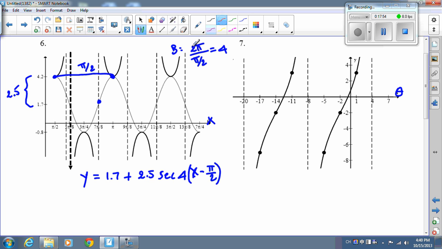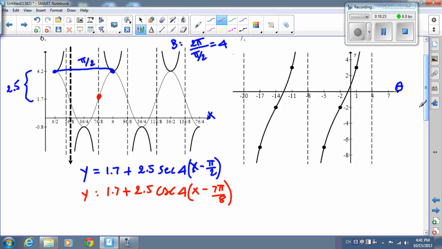Let's do one also for sine. For sine, because this point was kind of messed up, I will use this point instead. So I will say y equals 1.7, the same, 2.5, the same. This time it is cosecant because it's sine related, 4, and inside the parenthesis I will have x, and this is at 7 pi over 8, minus 7 pi over 8. And that will be your second equation.